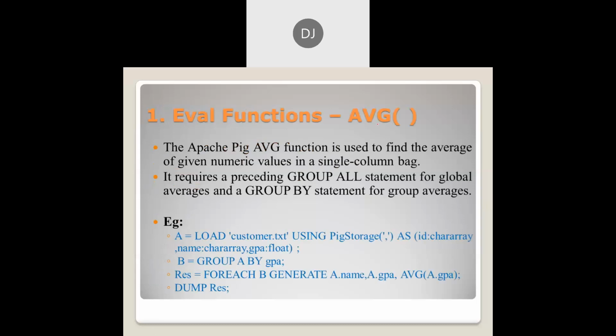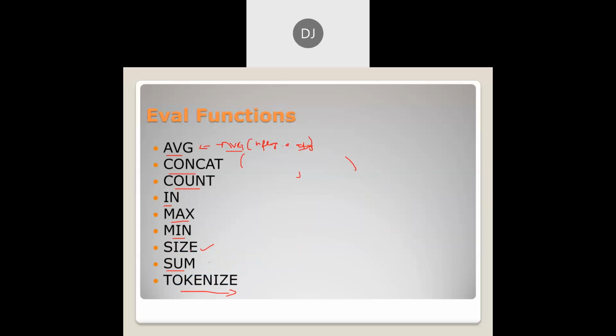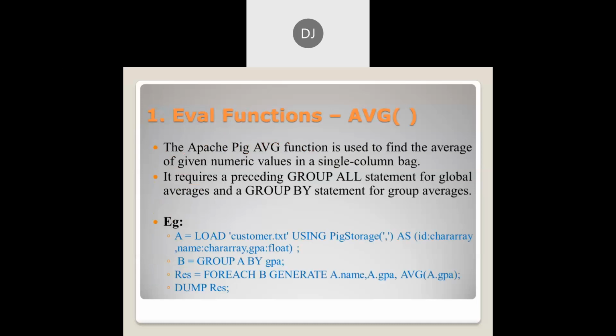Count will give the number of entries, SUM will add the values. Even in MySQL, COUNT(*) gives the number of records, the rows. SUM of the salary, if you give it, adds the values of the salary. And then in the eval functions they have given an example about the average. The pig average function is used to find the average of the numerical values in a single column bag. You understand this, no?